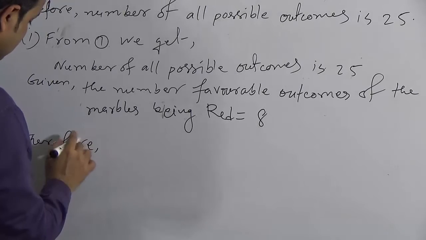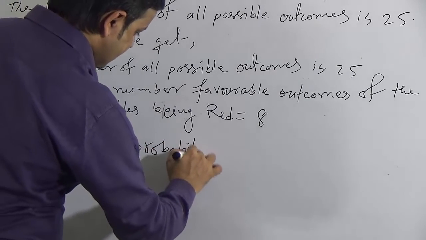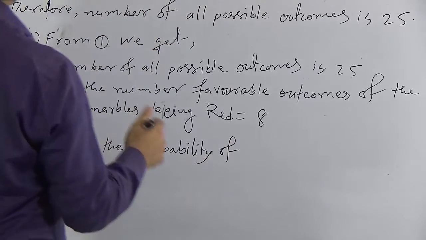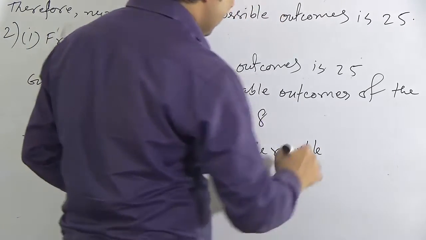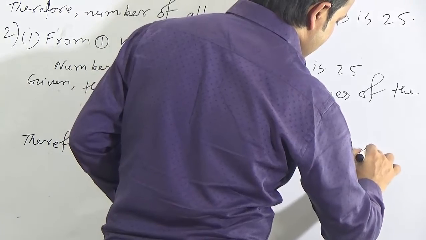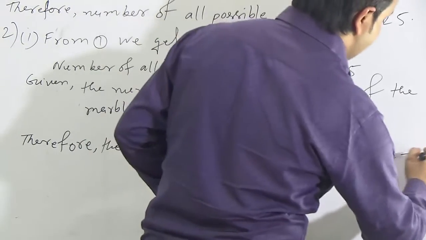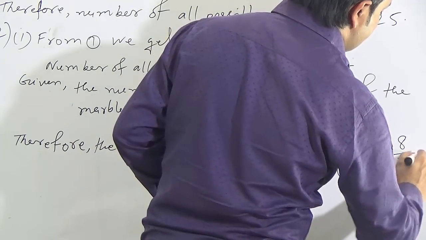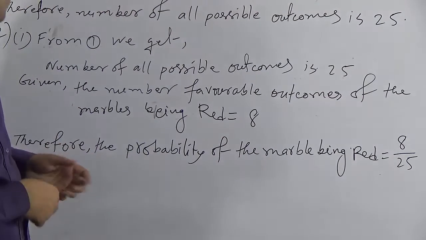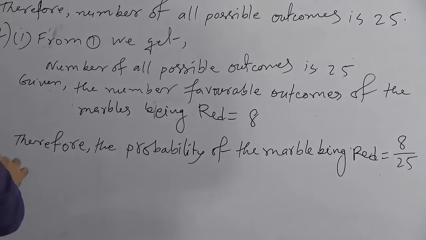Therefore, the probability of the marble being red is equal to, we have to write the favorable outcomes in the numerator and total number of outcomes in the denominator. So 8 by 25 is the probability of the marble being red. Okay, now part 2. Part 2 of question 2.